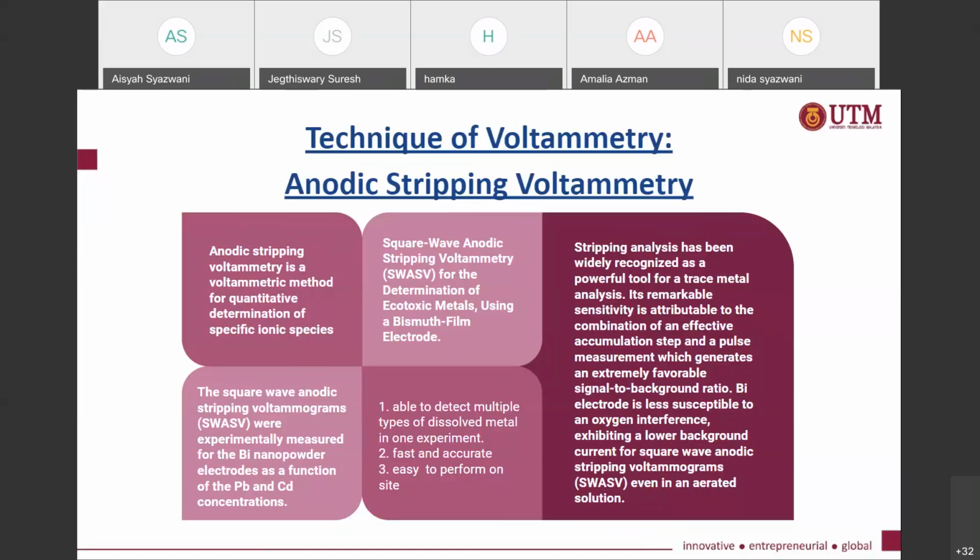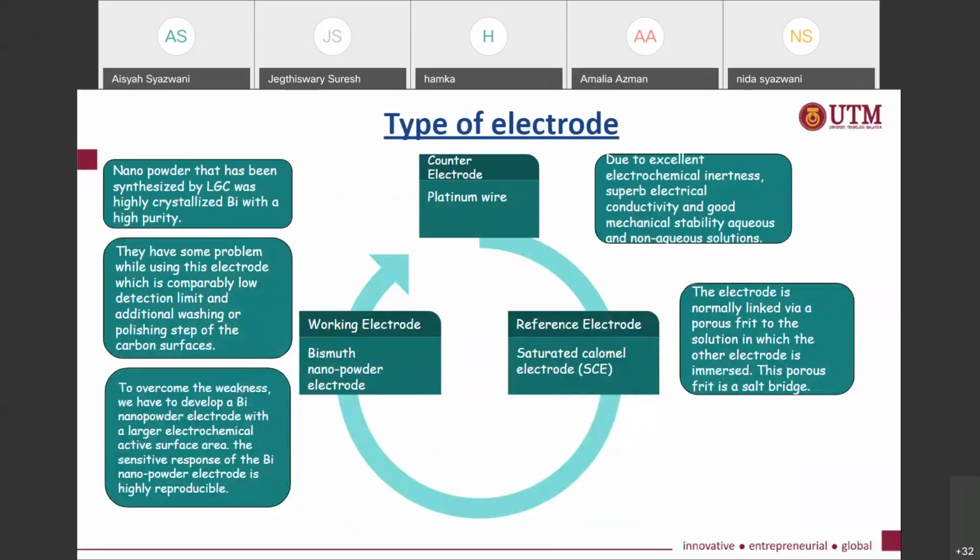And this technique is used to determine the ecotoxic metals using a bismuth film electrode. This technique is able to detect multiple types of dissolved metal in one experiment. It is also fast and accurate, and it is easy to perform on site. So next is type of electrode. It will be presented by Azita.